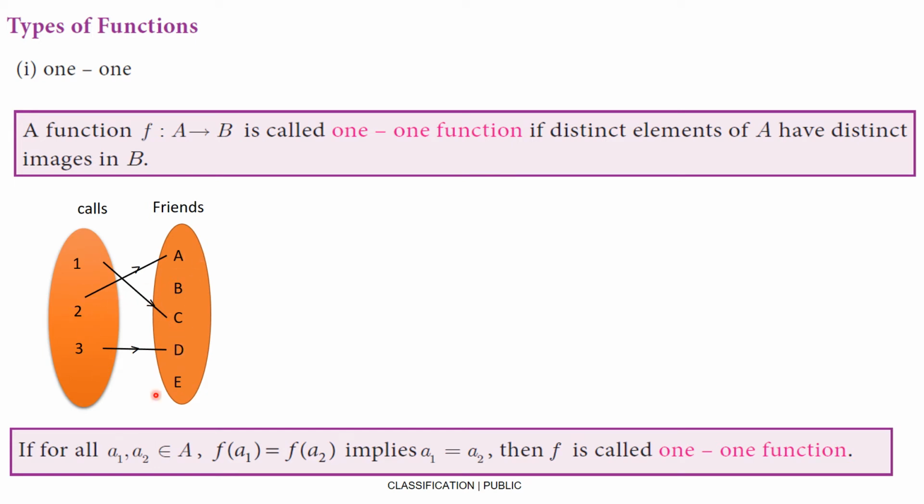So for all a1, a2 belonging to A, f(a1) = f(a2) implies a1 = a2. Then f is called a one-to-one function. Clear?